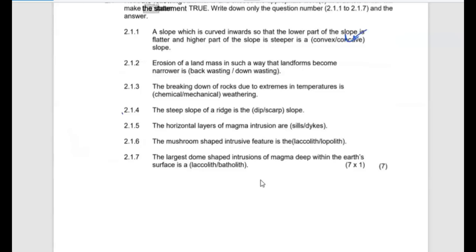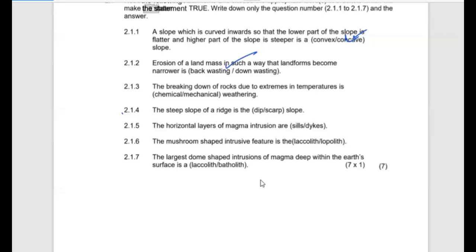Then erosion and landmass in such a way that landforms become narrower is because of backwasting process. Backwasting process like scarp retreat, you tend to find that the landforms become narrower. The way through which a plateau reduces its size to become a mesa and to become a butte and gradually becoming a conical hill and flattening out to become a flatland. That is because of backwasting processes.